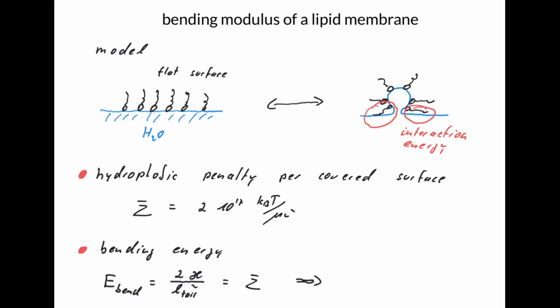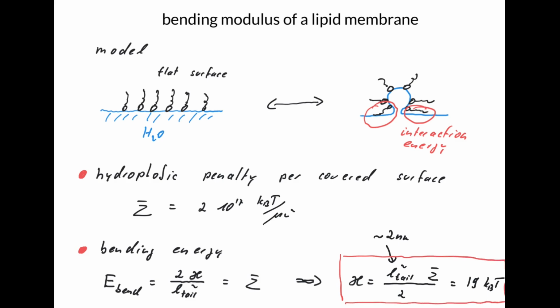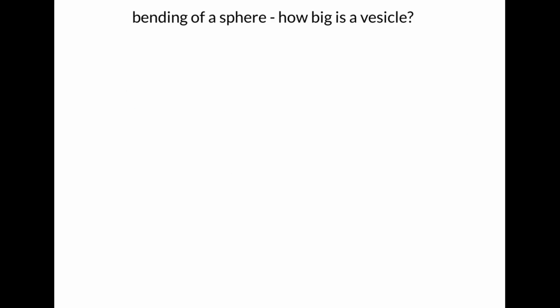Now, from there we can estimate kappa. So kappa is equal to L_tail squared, half times sigma, where the typical length of these hydrophobic tails is on the order of 2 nanometer. Hence, the bending energy that we obtain in this very simple-minded way is 19 kBT. Now let's put our model and the rough numbers that we estimated together, with the aim to understand why vesicles are 20 nanometer in size.